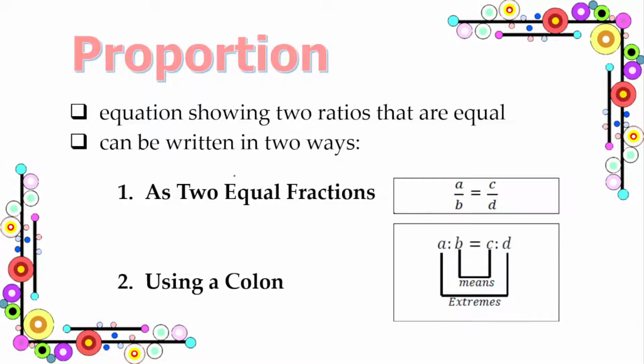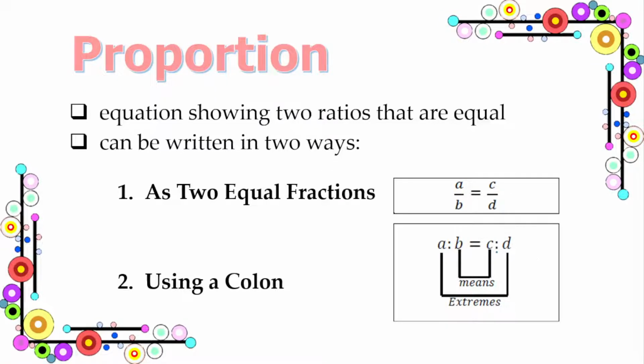Okay? So when we say proportion, it is an equation showing two ratios that are equal. So it can be written in two ways. The first one is as two equal fractions. You can write it as A over B is equal to C over D. And the second one is using a colon wherein A is to B is equal to C is to D, where the product of the means is equal to the product of the extremes.